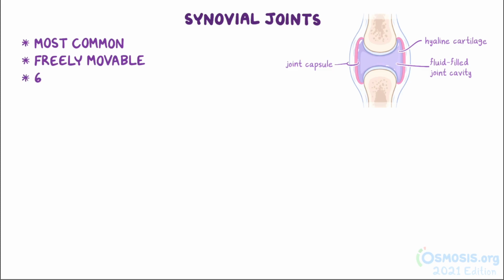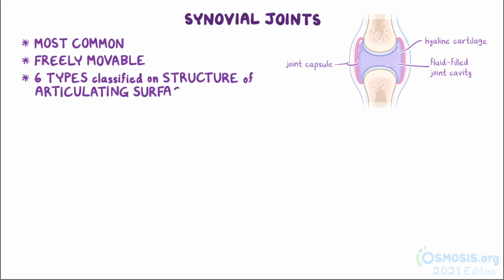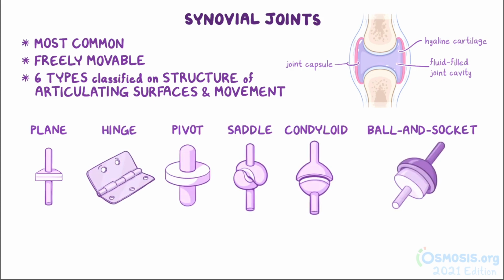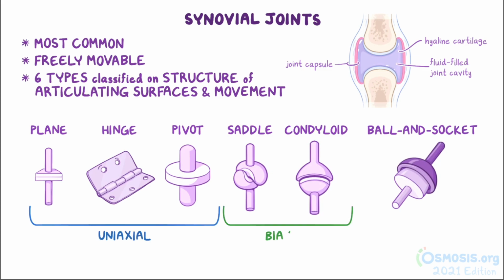There are six main types of synovial joints that are classified based on the structure of the articulating surfaces and the movement they permit. The six types include plane, hinge, pivot, saddle, condyloid, and ball and socket joints. More simply, we can divide them into uniaxial, biaxial, and multiaxial joints.